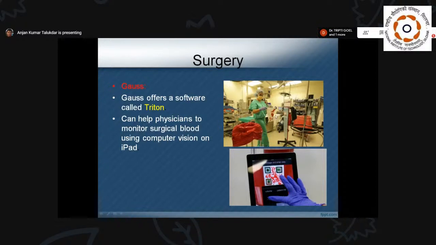This camera captures the image and processes it, and ultimately it determines how much blood was lost by the patient. They have not disclosed their algorithm, but it is working fine.